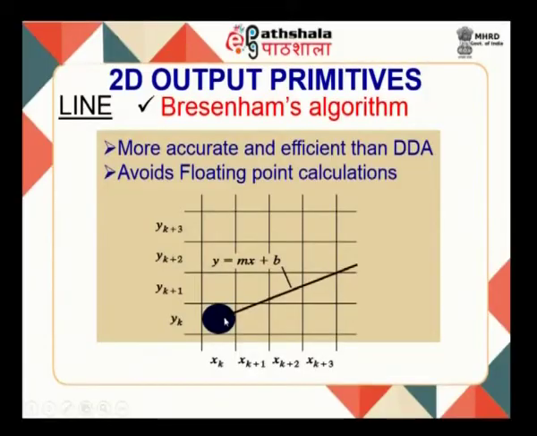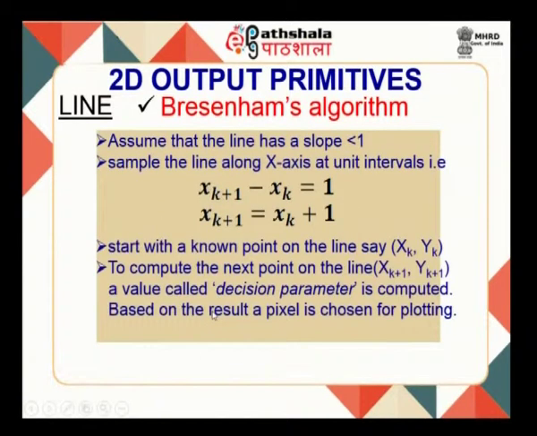So, imagine a line which is inclined along the x axis. We follow the same analogy here: we are going to sample the line along the x axis at unit intervals if the line is more inclined towards the x axis. Now, let us assume that we have a point on the line that is already plotted, that means we know a point on the line whose coordinates are known to us. Let us say the coordinates are xk and yk, for which a pixel is plotted on the line. So, let us see how Bresenham's procedure tackles this problem of finding more accurate pixels along the line path.